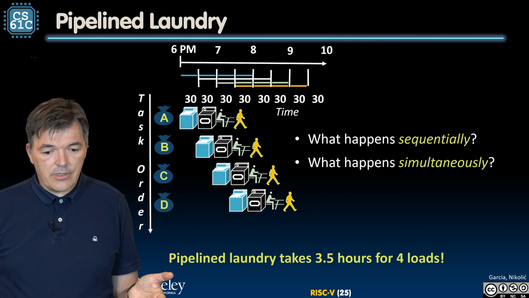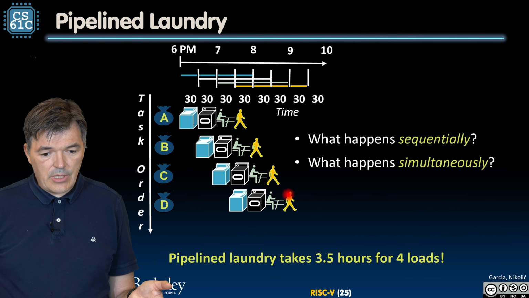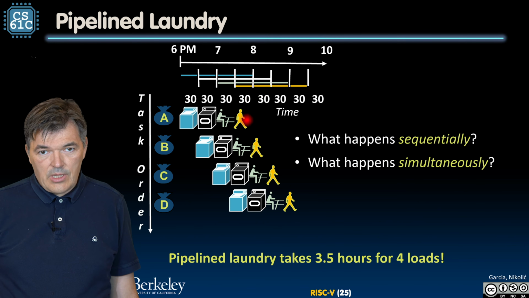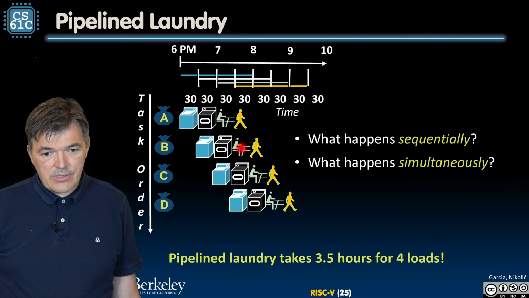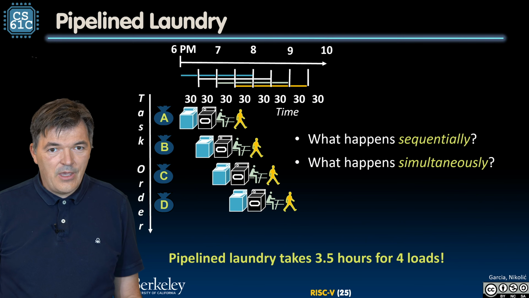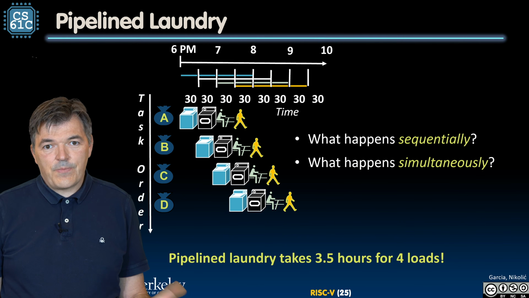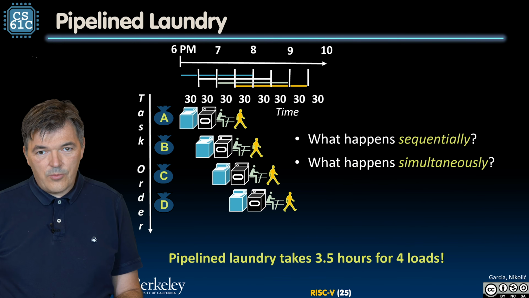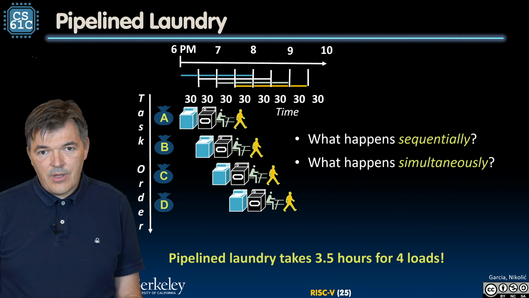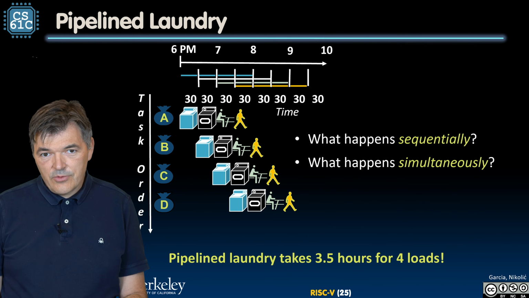And in particular, take a look at what happened at 7:30. While Avi was stashing his laundry, Bora was folding his laundry, Caroline was drying her laundry, and Dan was washing his laundry, which fully utilized all the resources. But while we were starting up, the resources were not fully utilized.